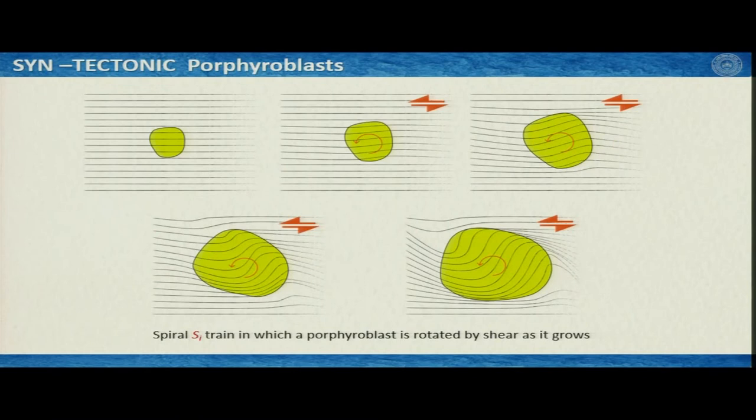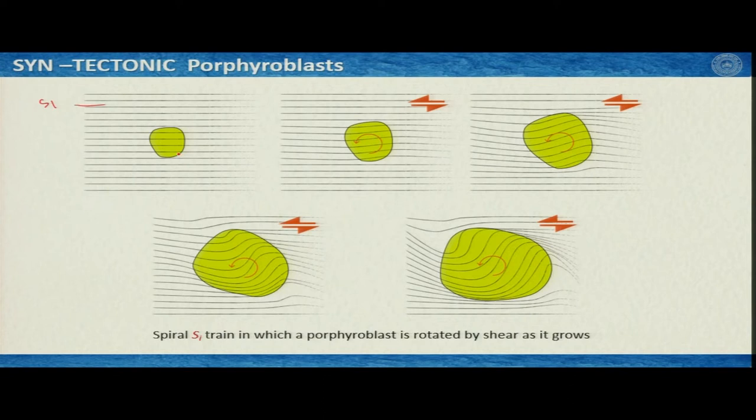Now the syntectonic porphyroblasts, they grow during the deformation, as we have already learned, and here is a cartoon diagram illustrating how this can happen. So again, this is your foliation. Say for example, I can consider a continuous foliation as S1, and a porphyroblast is growing in this rock.